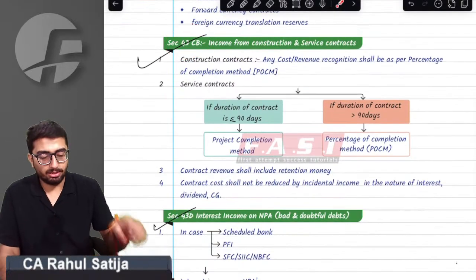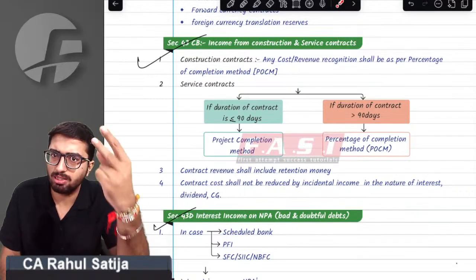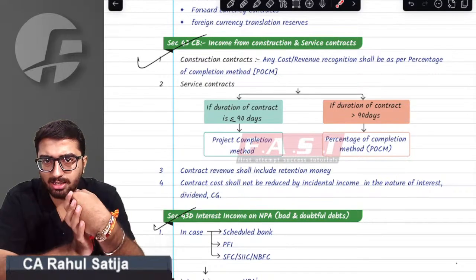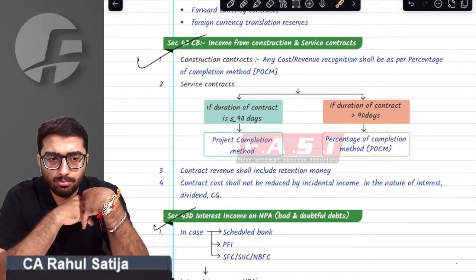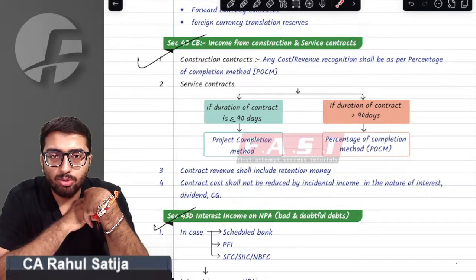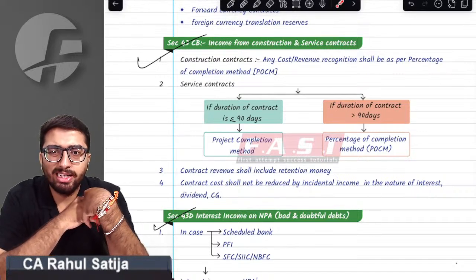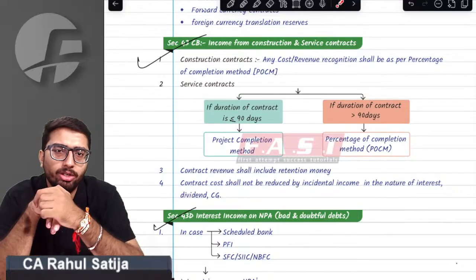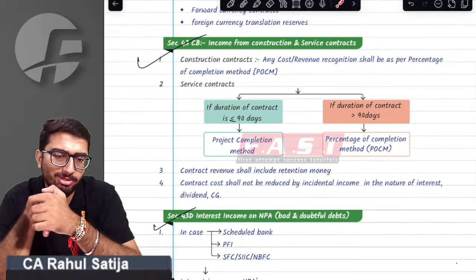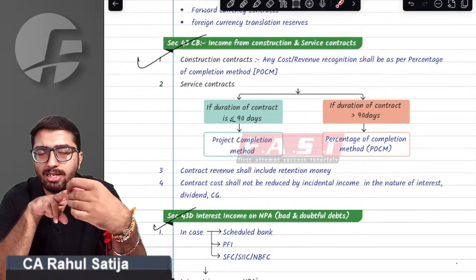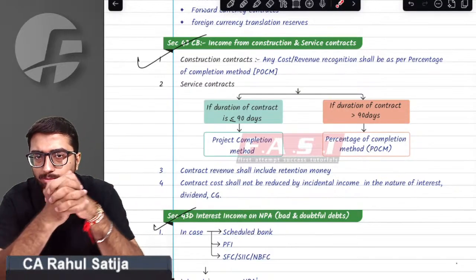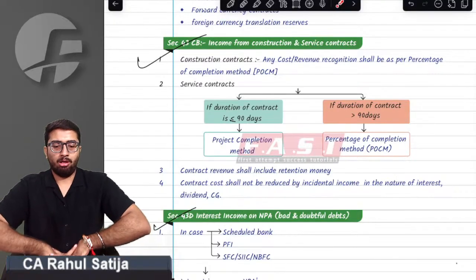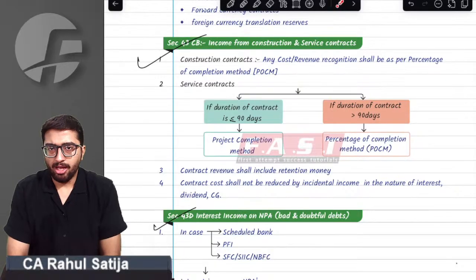Section 43CB, what does it say? Section 43CB talks about two things. First of all is construction contract and second one is service contract. As per the Income Tax Act, to record any transaction or to offer income under a construction contract or service contract, we have two kinds of methods going on in the industry. First one is the percentage of completion method and second one is the project completion method. What do these imply? Understand this.